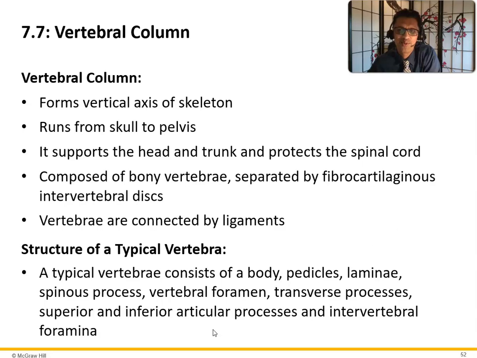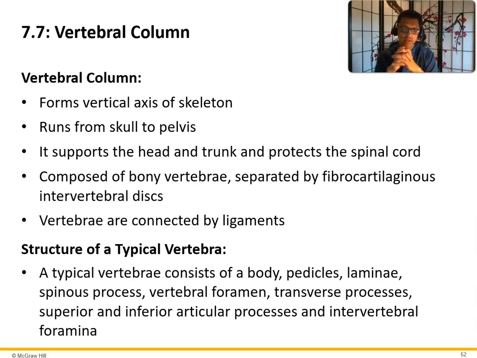Okay, we're going to continue with the axial skeleton and talk about the vertebral column. The vertebral column forms the vertical axis of the skeleton, runs from the skull all the way down to your pelvis. It supports the head and trunk and protects the spinal cord. It is composed of bony vertebrae separated by a fibrocartilaginous IV disc, and vertebrae are connected by ligaments.